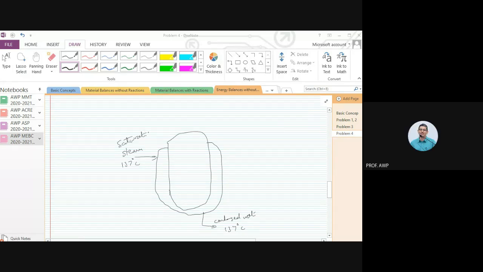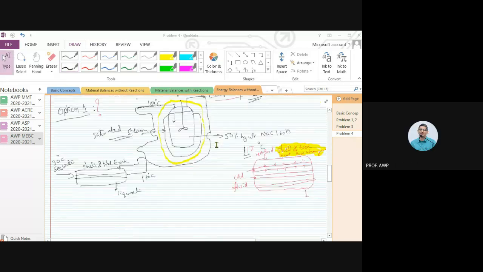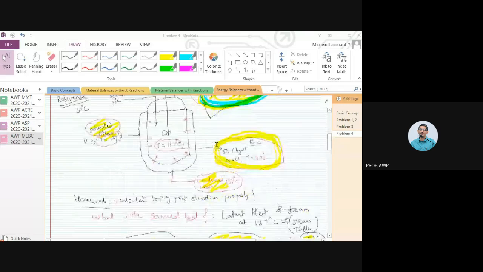Now, what temperature is this water vapor coming out at? 117. So can something that is at 117 degrees centigrade give heat to water at 137 degrees centigrade? No, sir. Isn't it? Yes, sir. I need to have a stream which is at a lower temperature than 117 to pick up the heat from this water vapor. Isn't it? Yes, sir.